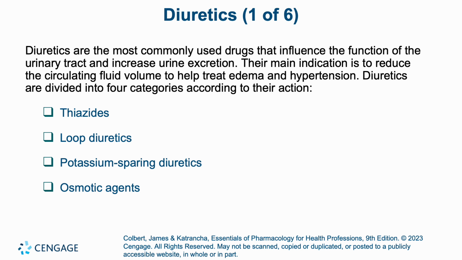Sometimes, depending on the type, the electrolytes may also be lost with that. So patients may need to take certain things to supplement what's being lost in the urine, but that can help to decrease the circulating volume of fluid within the body, which is really helpful for people who have swelling, who have heart failure, maybe their heart is not pumping effectively. They're going to find themselves on a medication from this category of diuretics. So the 4 categories are thiazides, loop diuretics, potassium-sparing diuretics, and osmotic agents. Let's talk a little bit about each.